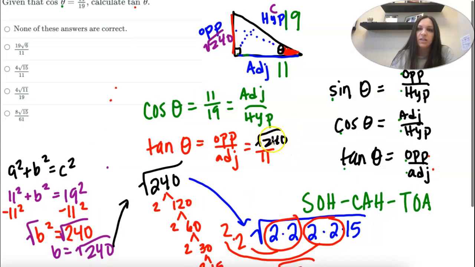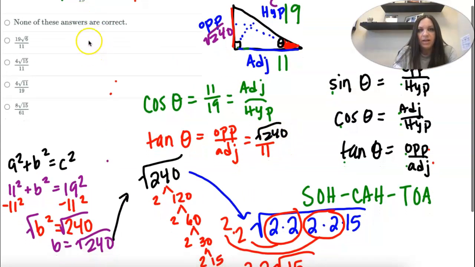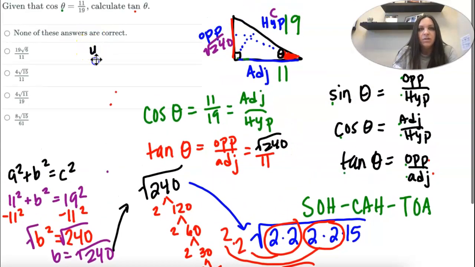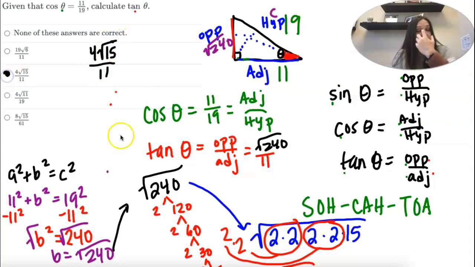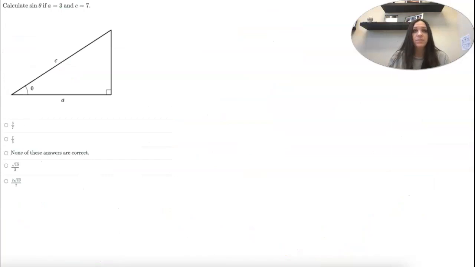Alright, so instead of square root of 240, I have 4 square root of 15 divided by 11. And that's right here. That's my answer. Okay, so hopefully the next ones go a little quicker.